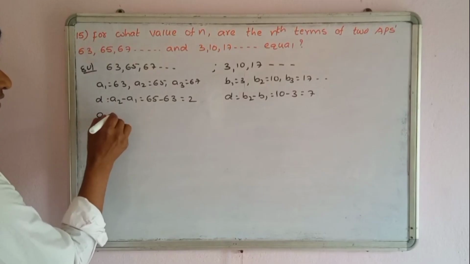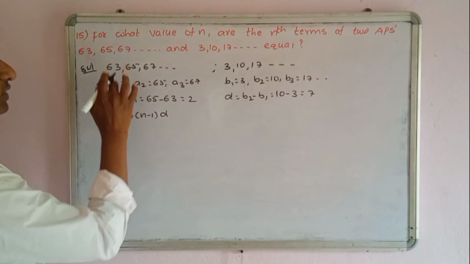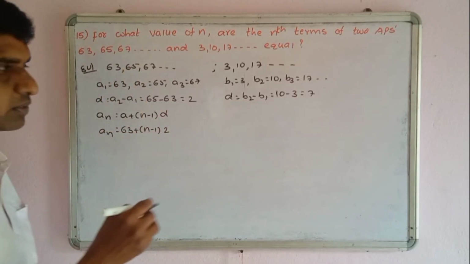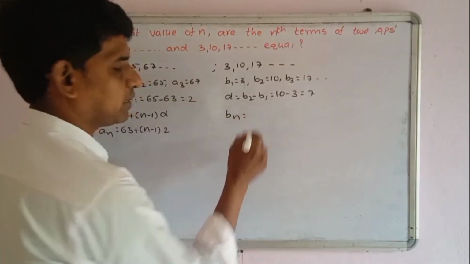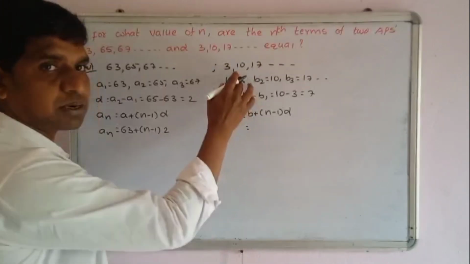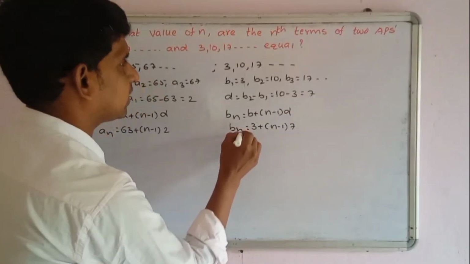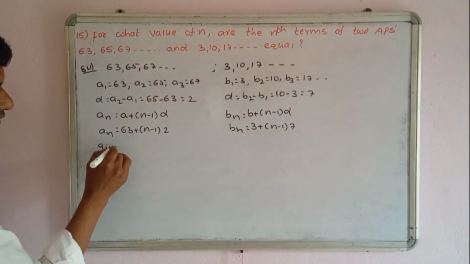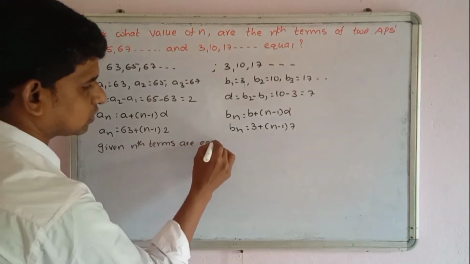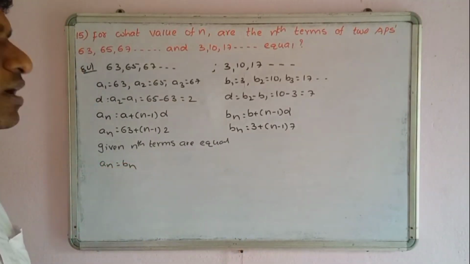What is the nth term here? The nth term is a plus (n minus 1) into d. So 63 plus (n minus 1), d is 2. This is an. Here, say the nth term is bn. What is the formula? b plus (n minus 1) into d. Here b is nothing but b1, the first term, 3, plus (n minus 1), d value is 7. Given nth terms are equal. So nth terms are equal means what? an equals bn.